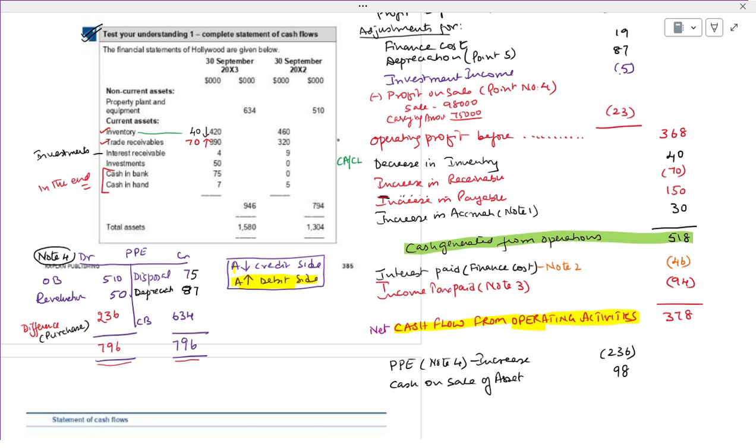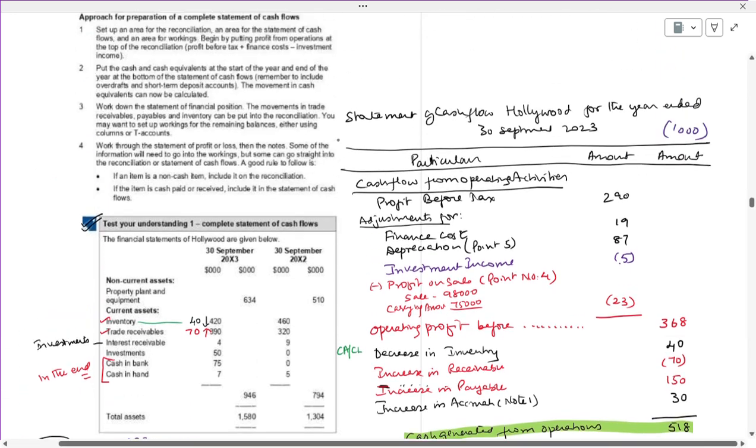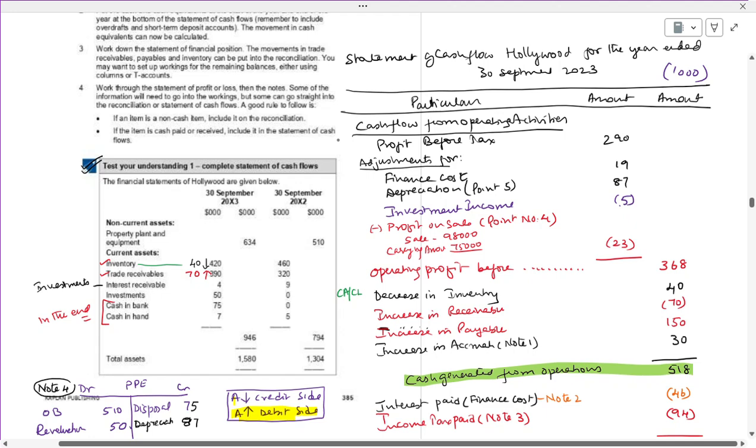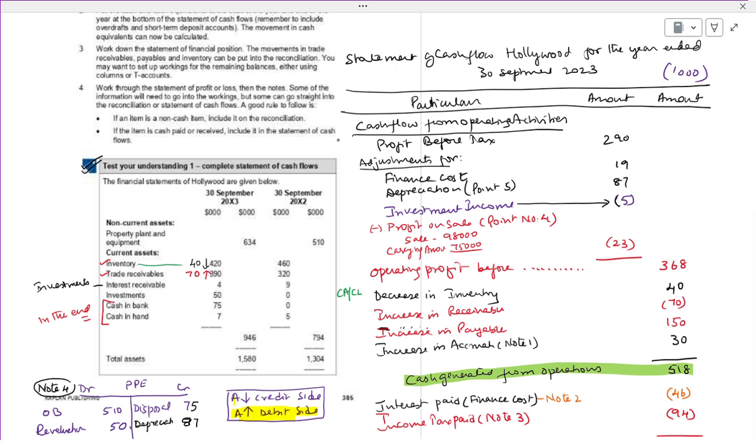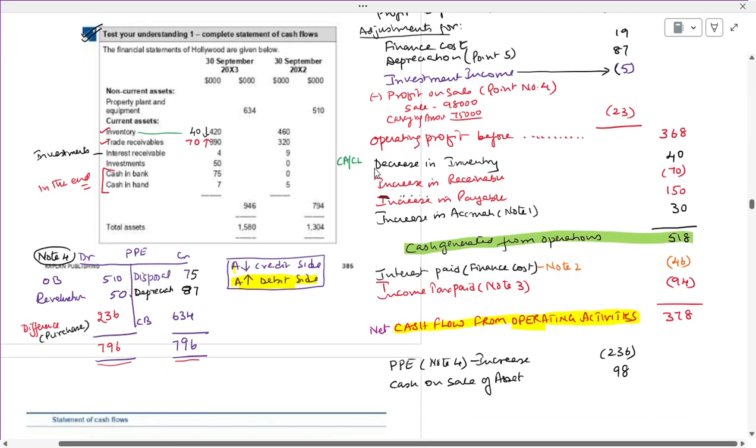How much is the opening balance? 9. Closing balance is how much? 4. In the income statement, we have seen the things. What we have done in the beginning, if you remember, in the investment income, what have we done? We have deducted 5. Is it right? Why have we deducted 5? It is not in operations, it is related to investment.